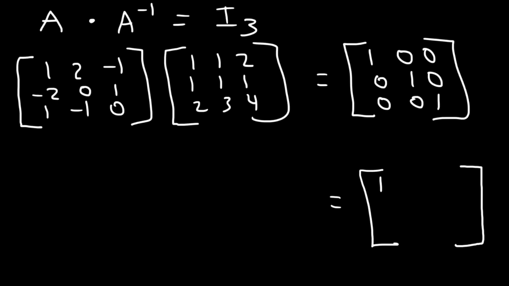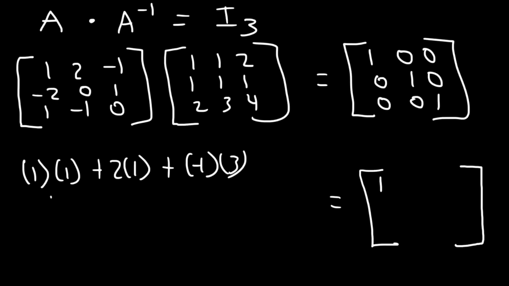Now, let's multiply row 1 by column 2. So it's going to be 1 times 1 plus 2 times 1 plus negative 1 times 3. So this is 1 plus 2 minus 3. 1 plus 2 is 3. 3 minus 3 is 0.